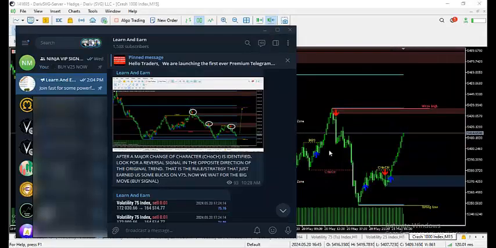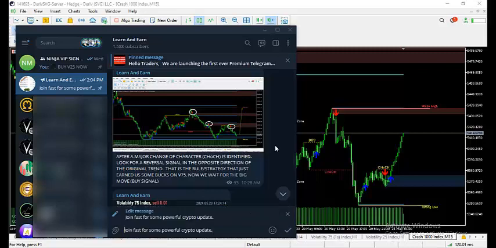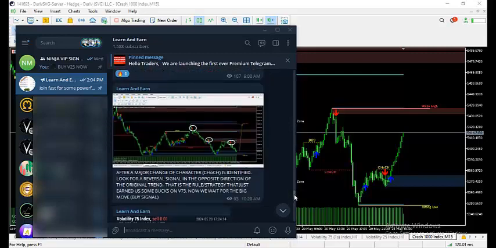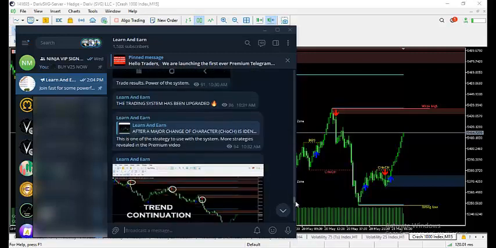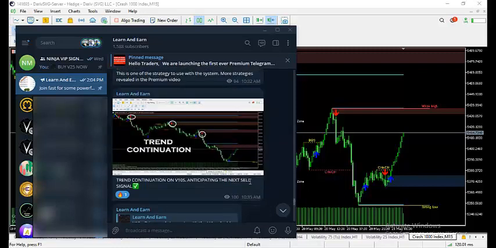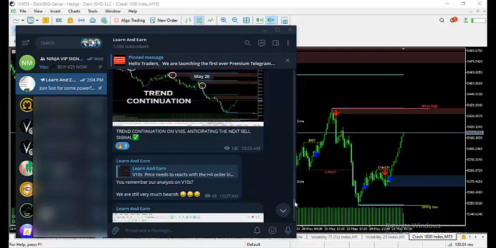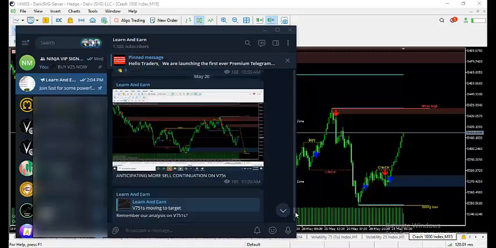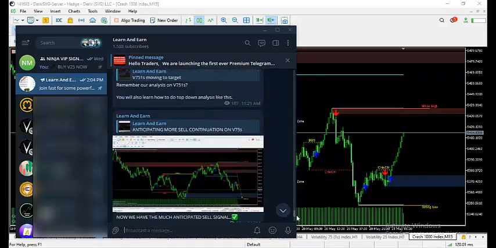We are sharing a lot of good content that can help you in your trading. I'm going to be showing you some of them. You can see this one is a trend continuation on V75, where we are looking for a reversal signal. You can see that this is boom 1000, perfectly obeying the structure. So we are sharing the system, we are showing you some of the results and things to expect.